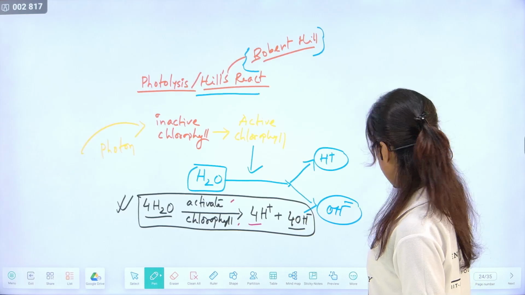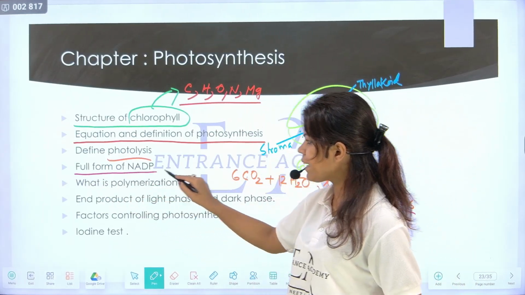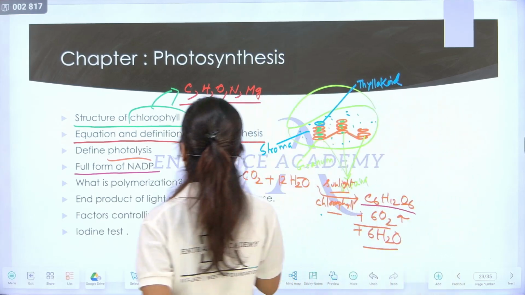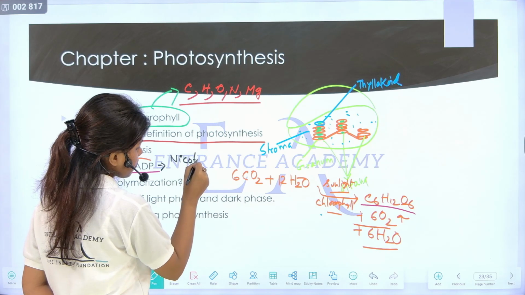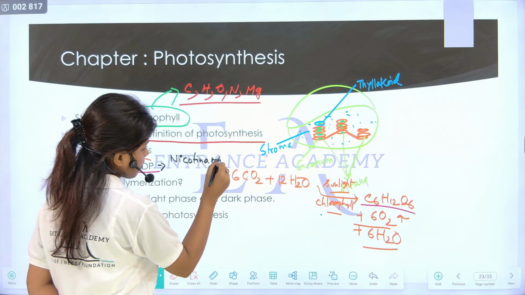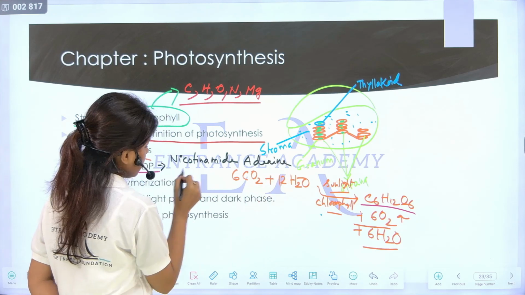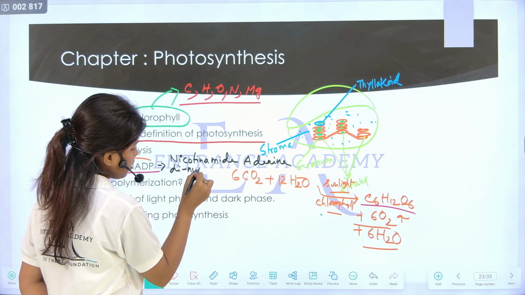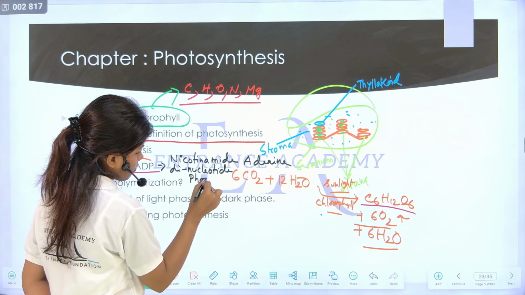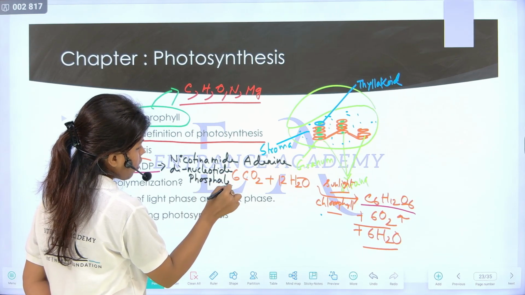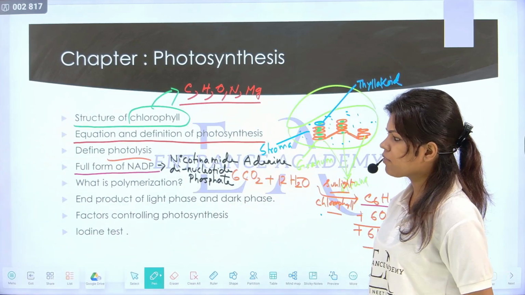Next, the full form of NADP. Full form of NADP is nicotinamide adenine dinucleotide phosphate. This is the full form of NADP, nicotinamide adenine dinucleotide phosphate.